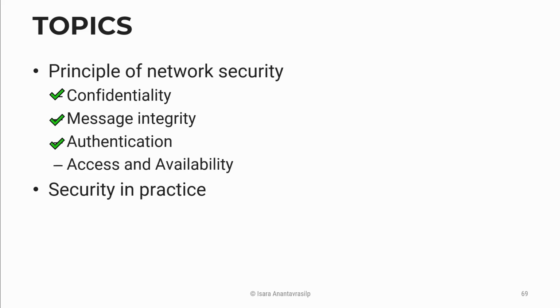So we have discussed quite a few principles of network security. We have discussed confidentiality, message integrity, and we also discussed the certificate authority that leads to authentication. What we have discussed is access and availability, and that discussion comes together with security in practice. We want to show you that all these principles have already been built into the tools, the digital technology that we are using today.